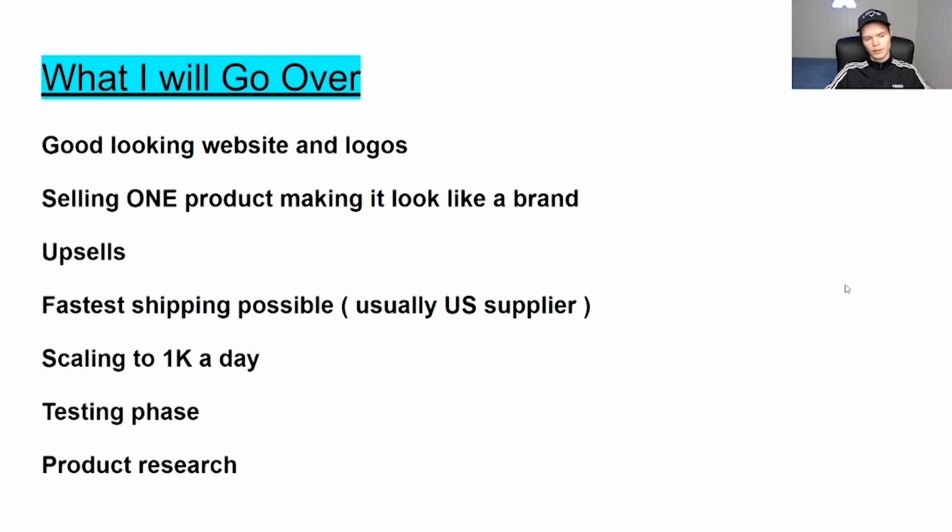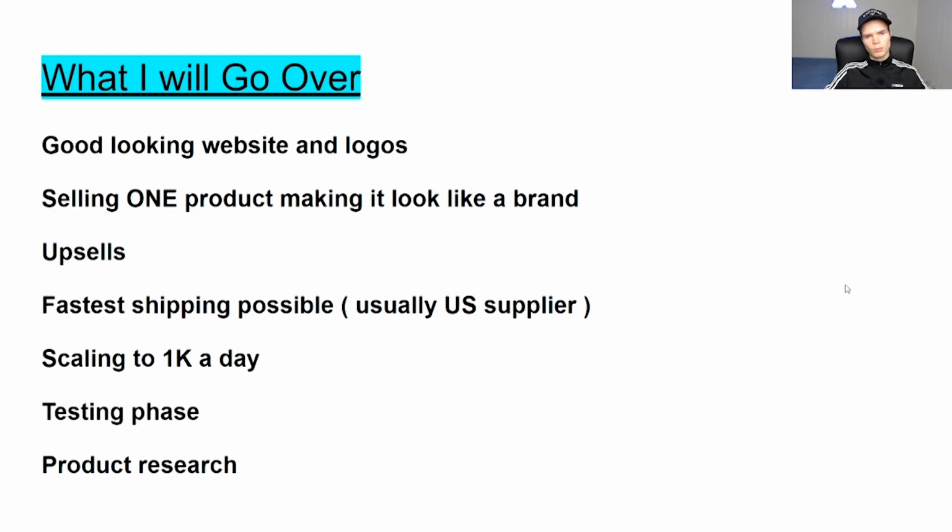Also, I have to talk a little bit about upsells. You could use Shopify one-click upsell to get a higher average order value. Selling something for $20 and an upsell on a $9 product, you just made yourself $9 in revenue. So upsells are definitely a key factor as well, and so is the fastest shipping possible. You want to have a US supplier if you're going to make a lot of sales, because they usually ship out a little bit faster.